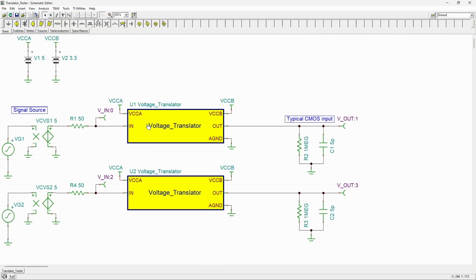Just to show you how I'm changing out these models, all I have to do in Tina is right-click on this Spice macro and go to Enter Macro.